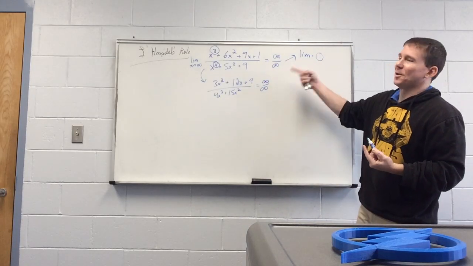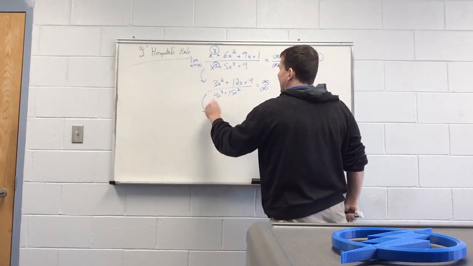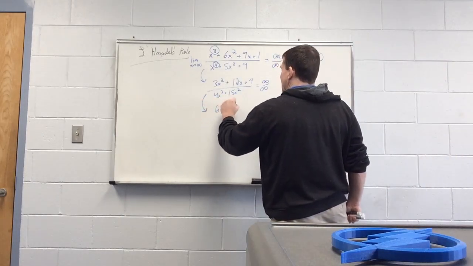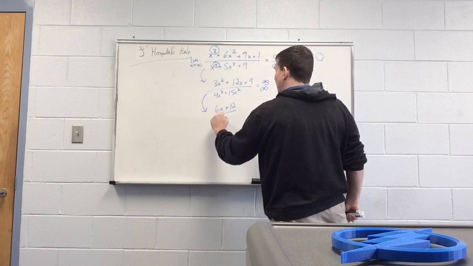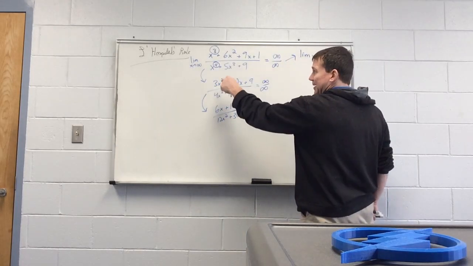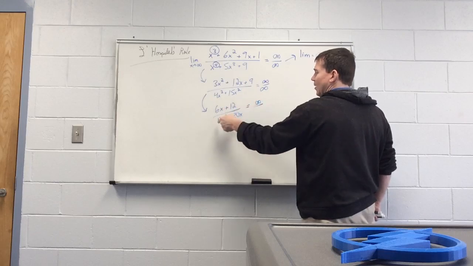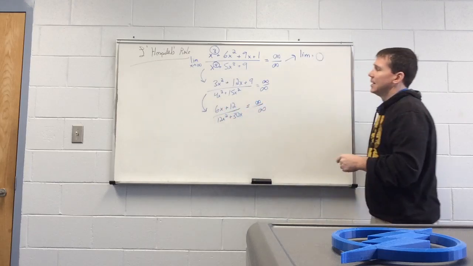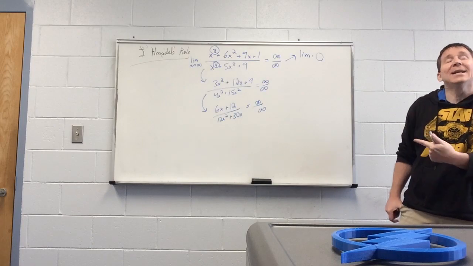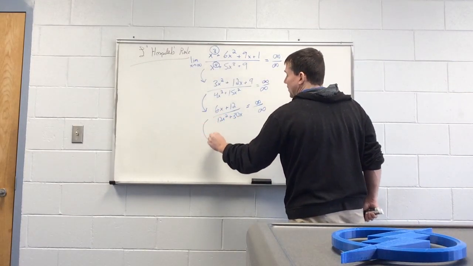That's infinity over infinity, so it's still indeterminate. But since it's still indeterminate, I can apply L'Hopitals again. And I do it again. And I get 6x plus 12 over 12x squared plus 30x. And then I plug in x equal to infinity again, and I get infinity over infinity. But again, it's indeterminate. So again, I can just apply L'Hopitals to this.